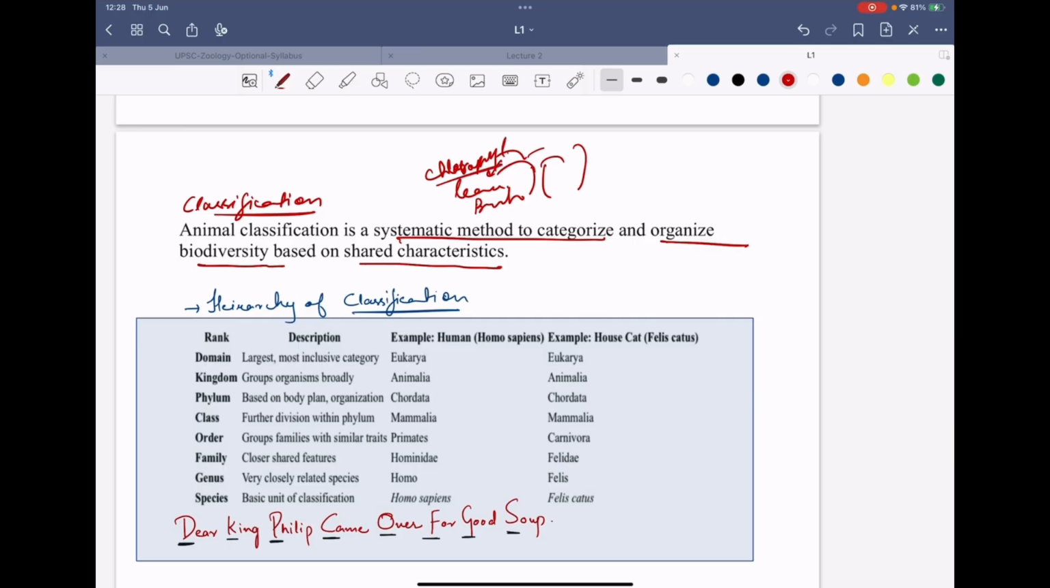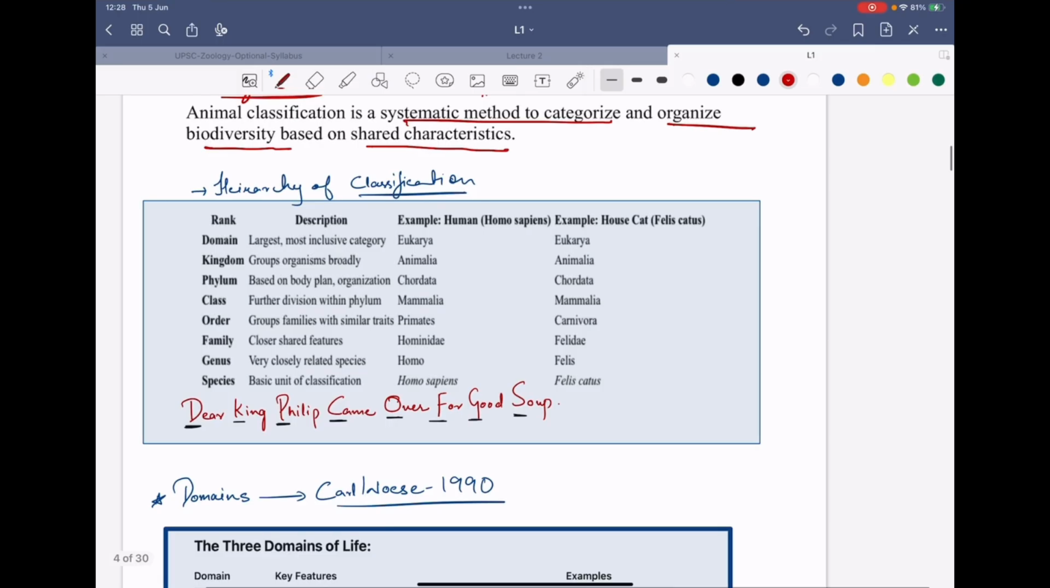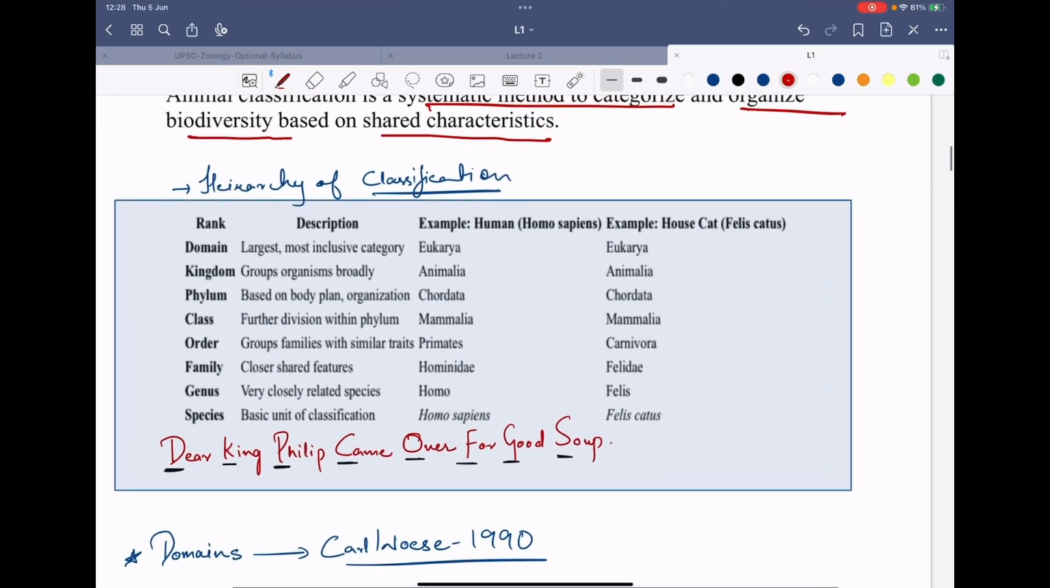So organisms which have these minimum or maximum shared characters are kept in one group. This is how the classification is done. We classify them on the basis of shared characteristics, and there is a hierarchy of classification. You can remember this mnemonic: dear King Philip came over for good soup.